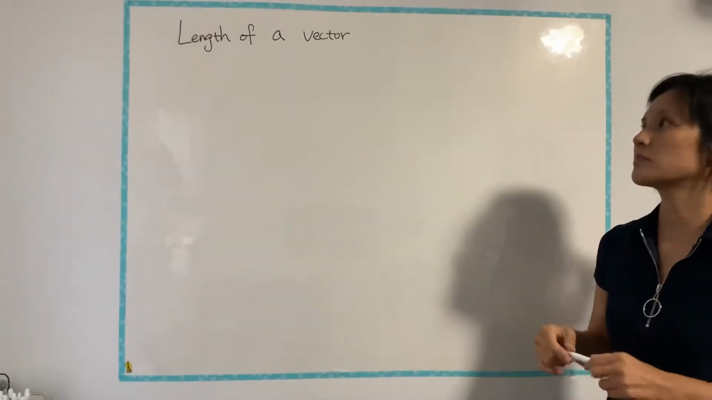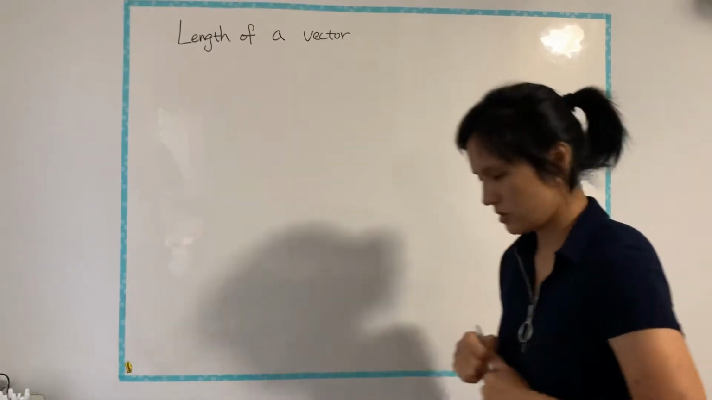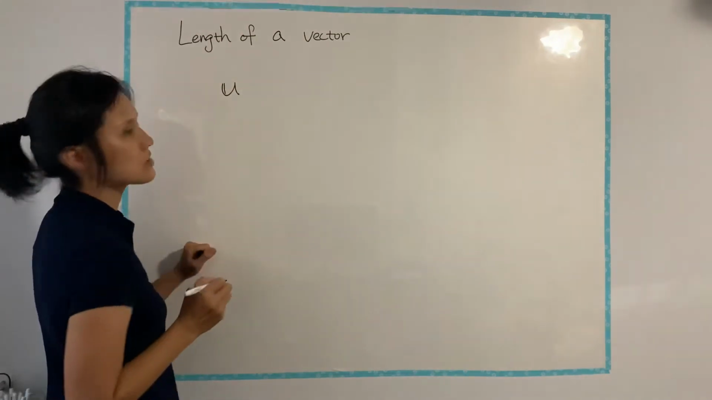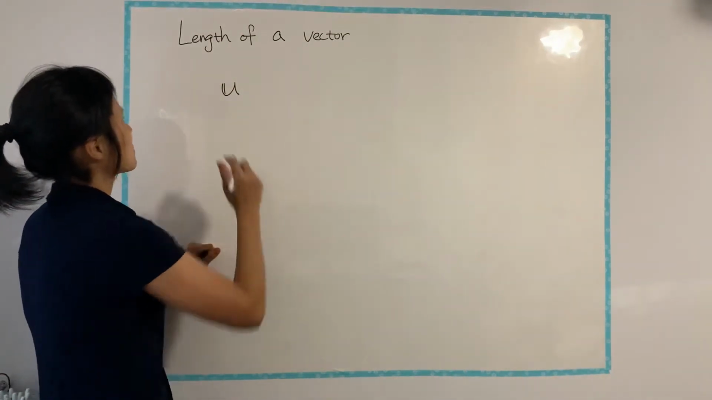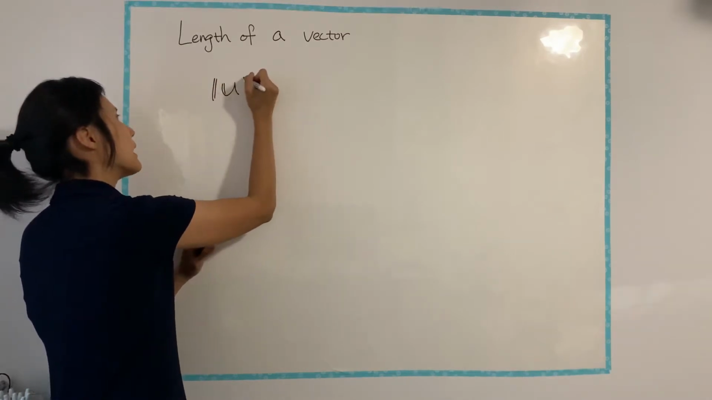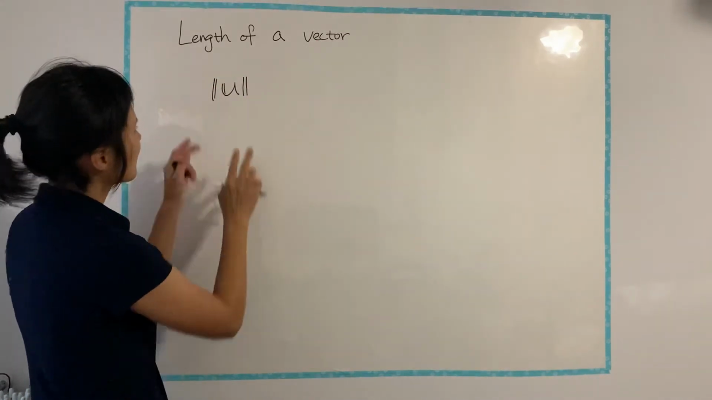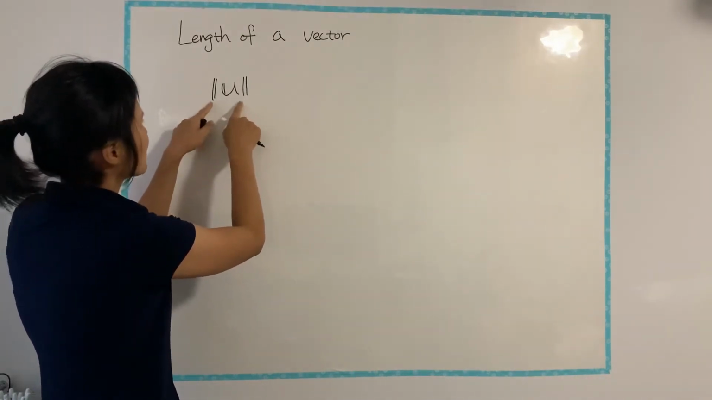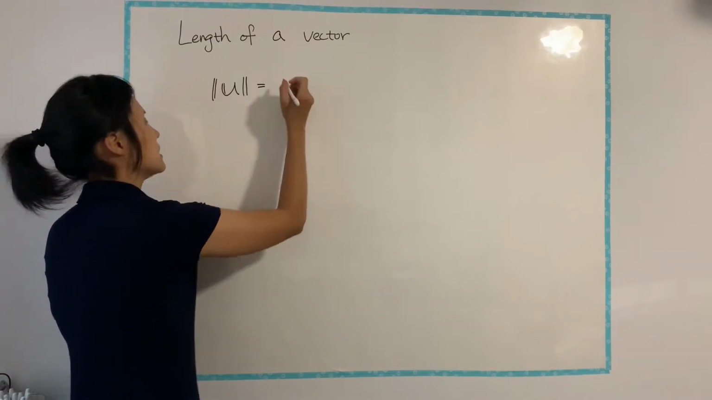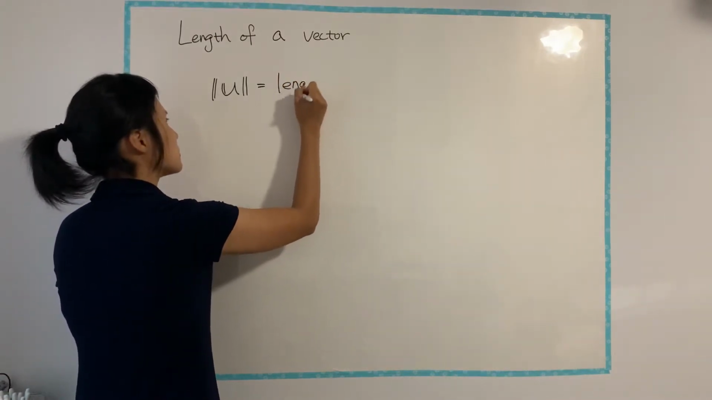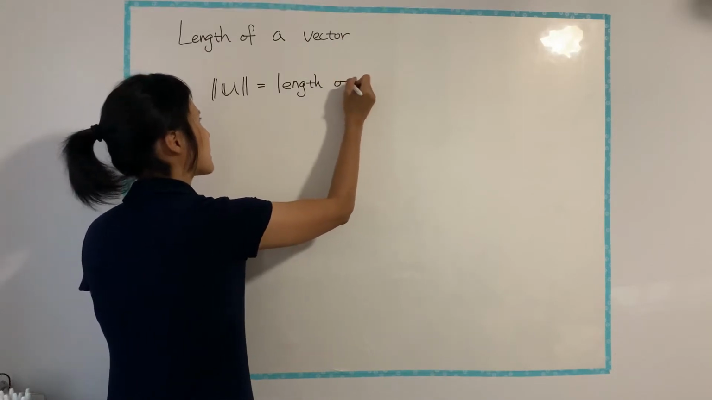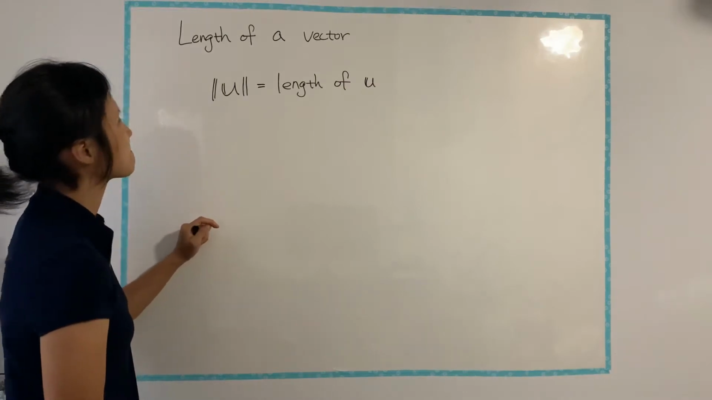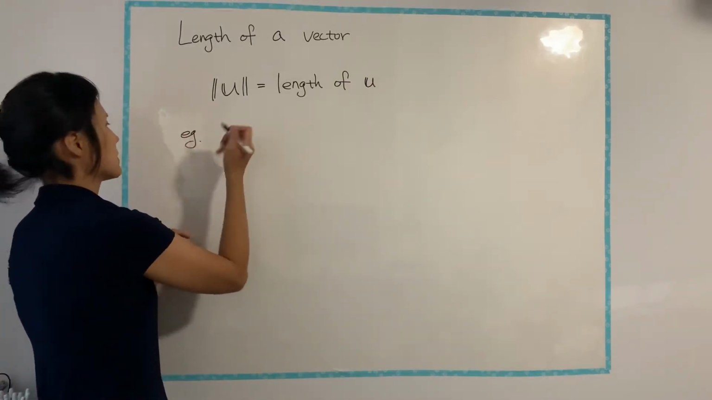In this video, we talk about the length of a vector. We know that a vector is just a directed line segment. So when I write double bars, similar to the absolute value but with double bars, this would be the notation for the length of the vector u. Okay? So let me give you an example.